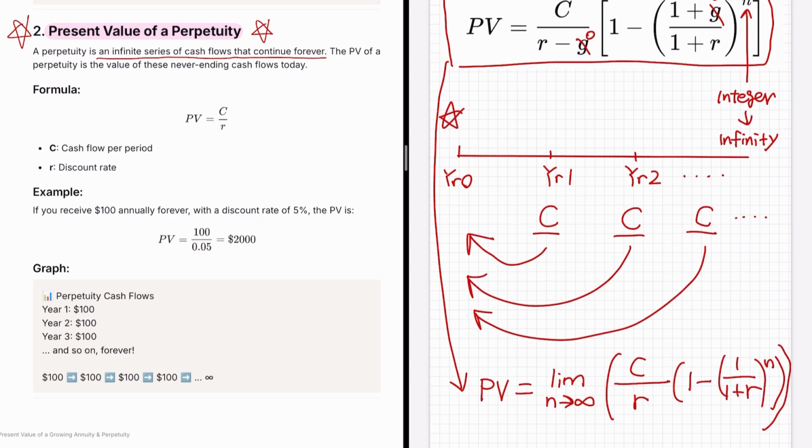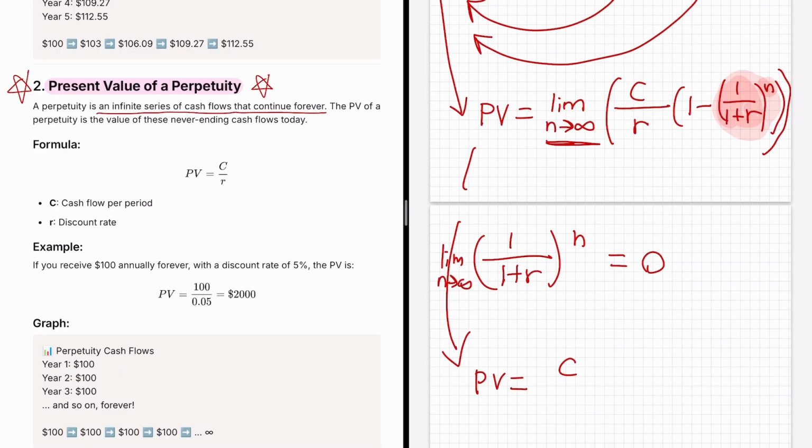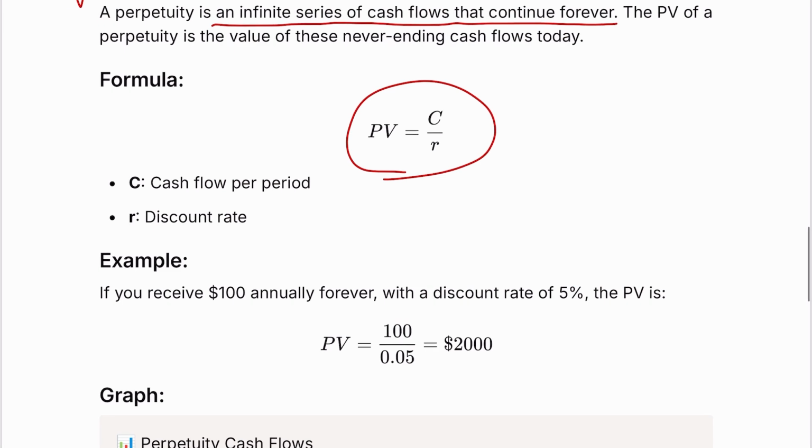As n goes to infinity, we know 1 divided by 1 plus R is something smaller than 1, for example 0.9 to the power of something infinite. If n goes to infinity, then the whole term should be 0. So the value of 1 divided by (1 plus R) to the power of n for n going to infinity should be 0. And the present value, C over R multiplied by 1, is equal to C over R, as calculated here. It makes our calculation much simpler.